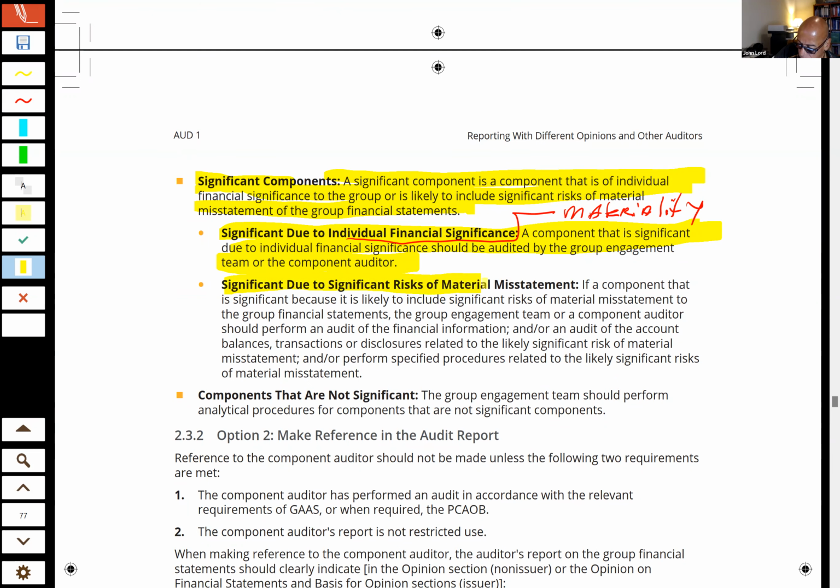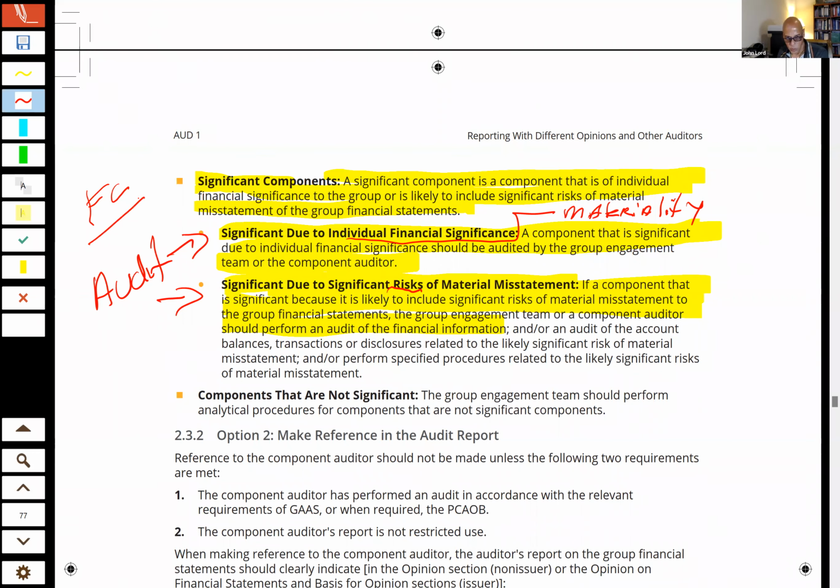Significance due to significant risk of material misstatements. So now we're looking at risk. So you may have an entity that maybe isn't as material, but there's some risk of material misstatement associated with that. And if it is significant because of risk, then again, either the group engagement team will do it, or there will have to be a component auditor that will perform an audit of that information. So risk, there's going to be what? There will be an audit if there is what? Significance due to individual significance or due to risk. So flashcard that. There must be an audit.